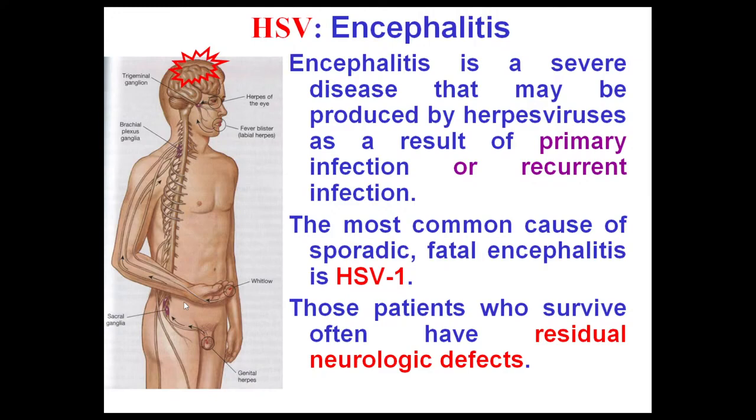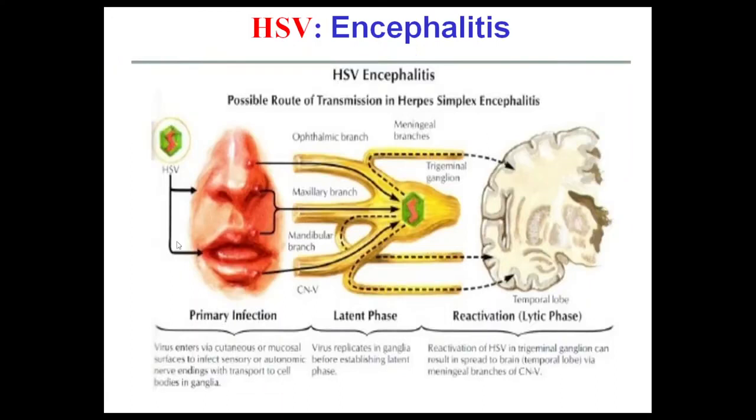So then, as a result of the transportation to the trigeminal nerve ganglia, it is believed that especially HSV1 may cause sporadic fatal encephalitis as a result of direct infection in the trigeminal nerve. And the patients who survive this infection usually have residual neurological defects.